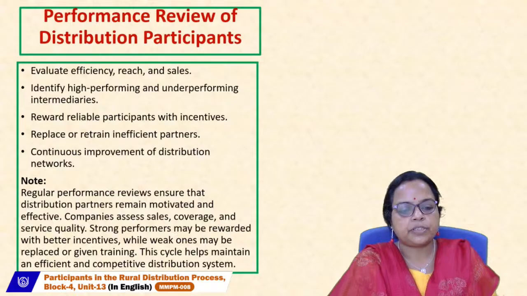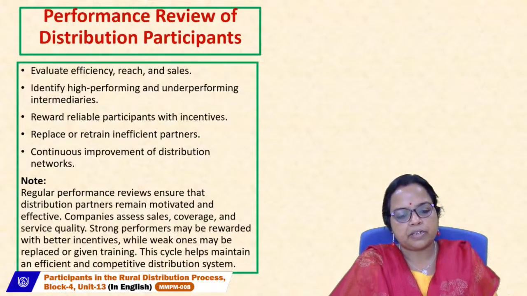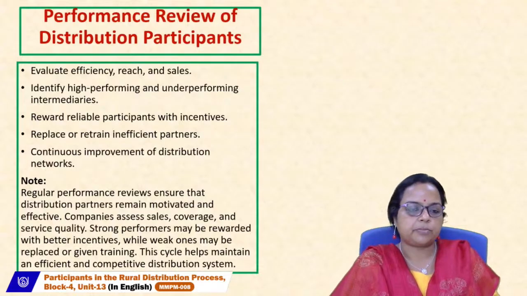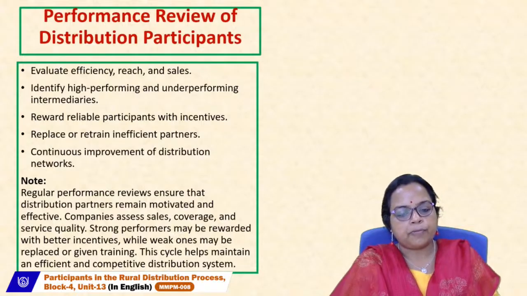Regular performance review ensures the distribution partners remain motivated and effective, and it also helps the company to bridge the gap between the expectation and the actual one, and it helps keep the trust level alive between the marketer and the participants. Companies assess sales coverage and service quality. If they find any deficiency in that, they also compensate for it. Strong performers may be rewarded with better incentives, while weak ones may be replaced or given training.